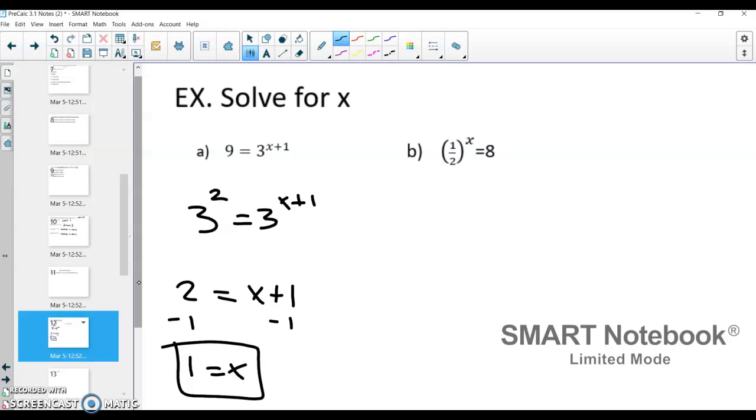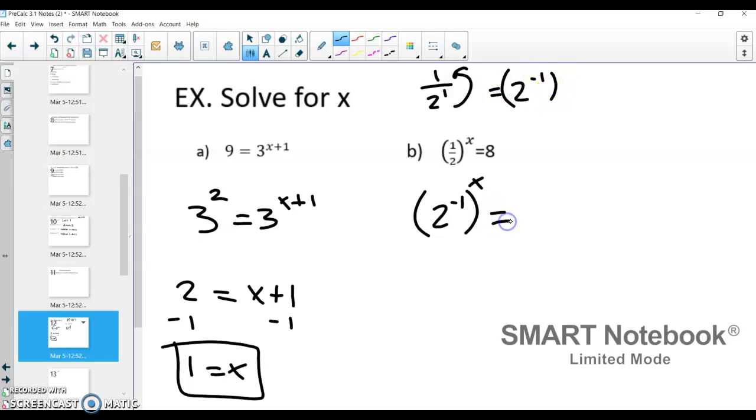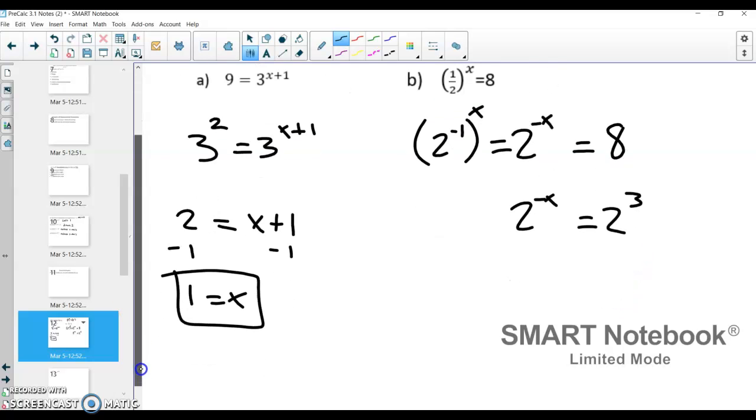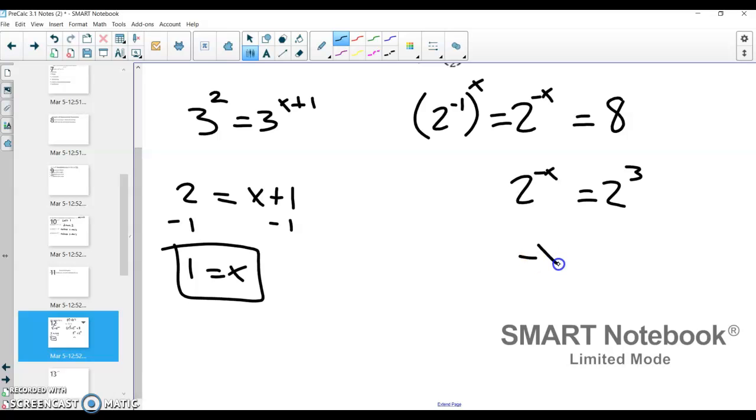Here we can flip this, so this becomes 2 to the negative 1 raised to the x, because that's like 2 over the positive 1 here, and when it flips up, it becomes negative. That's where that 2 to the negative 1 is coming from. And then this becomes, because when you have an exponent raised to another exponent, you're allowed to multiply, so this becomes 2 to the negative x, which equals 8. You could rewrite it so it's 2 to the negative x equals 2 to the third power, because 8 is the same thing as 2 to the third power. Same base, we can set them equal to each other. Negative x equals 3, which means x equals negative 3. And that would be your answer there.